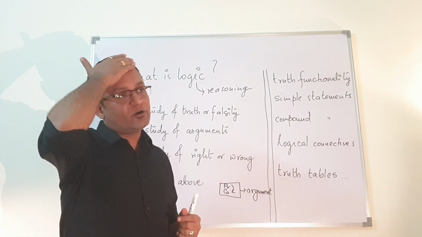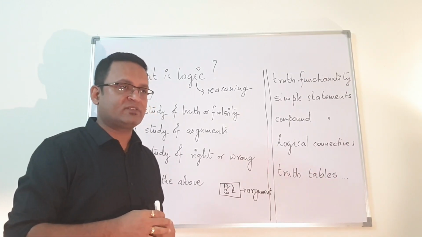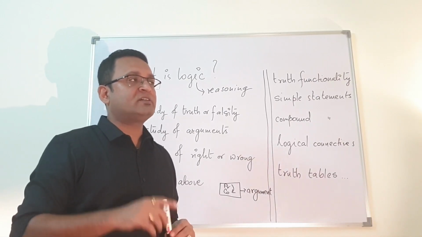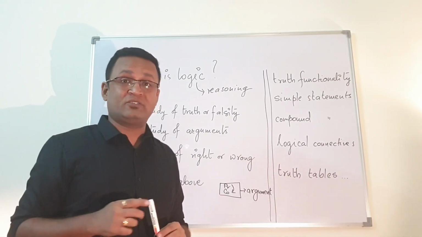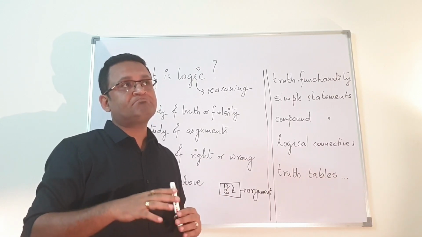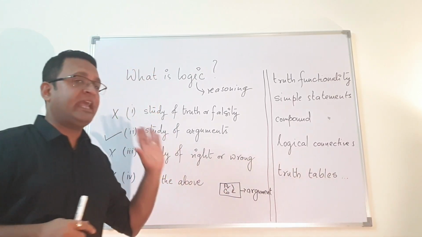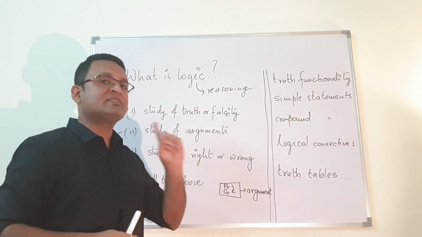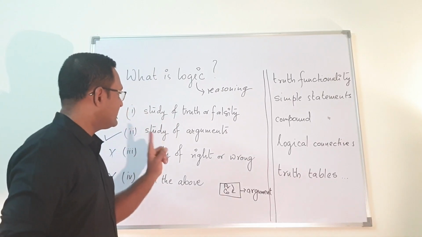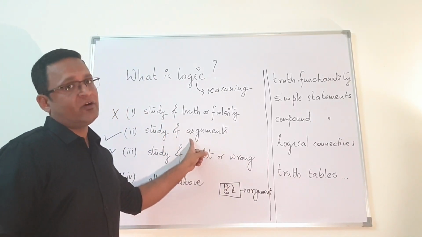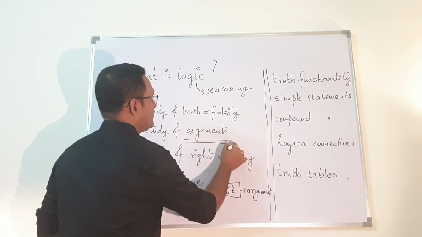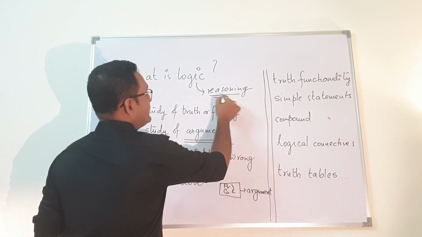If you open the Stanford Encyclopedia of Philosophy, you will find not less than 50 entries on logic. So there are different types of logic, right? But the commonality between all those logics will be one thing, and that is that it is the study of arguments. So you need to understand that logic concerns arguments. It is a form of reasoning.